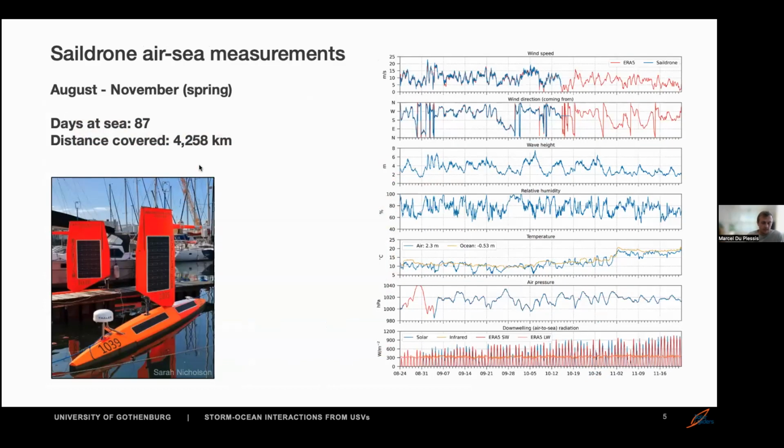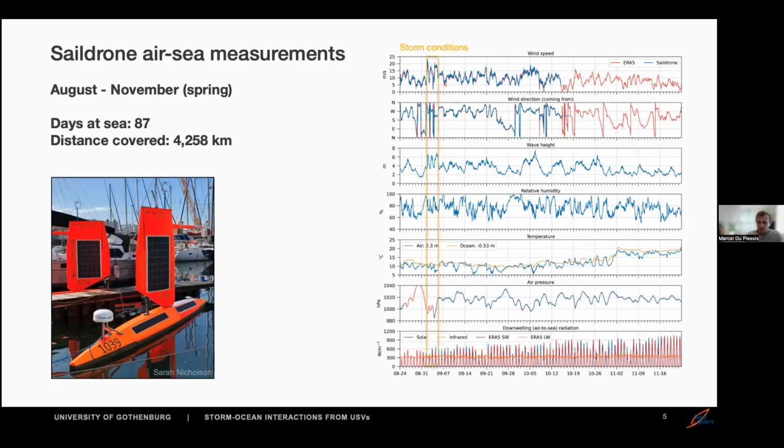And this is a view into what we observed. We measured for about 3 months, covering over 4,000 kilometers during this particular experiment. But what you can see is a wide range of ocean atmospheric conditions that we sampled. So for example, if you look at the third panel, you see that we measured the wave height, and we can measure almost up to 8 meters of wave height, and so we're capturing really a nice range of intense ocean and atmospheric conditions.